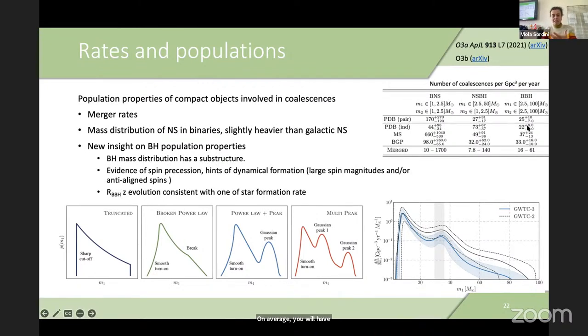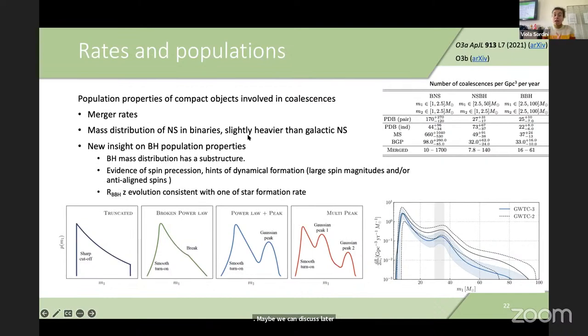And similarly, in the same sphere, on average, you will have 22 BBHs, which is kind of weird because I just told you that we mostly observe BBH signals. So this is maybe a question for you. How come that many more BNSs are produced, but I observe fewer of them? So maybe we can discuss later.